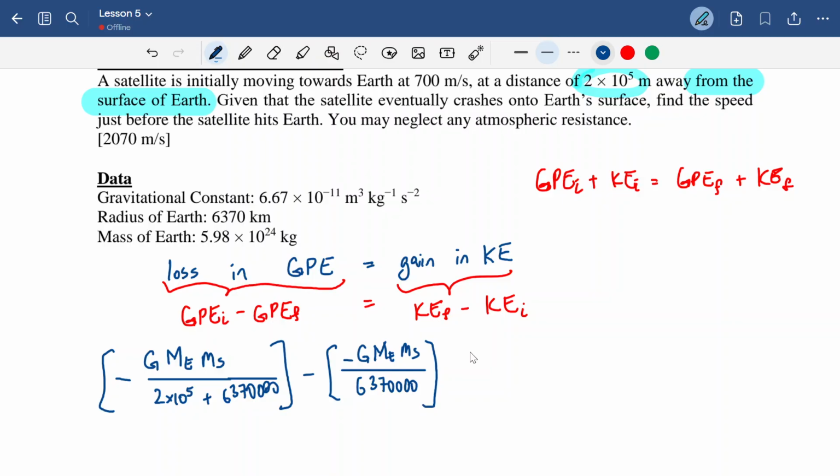So this is equal to the gain, final minus initial. So half mv square, the final speed, minus the initial speed. This is the mass of the satellite here. So just cancel the mass of satellite, sub in the values. You should get a very nice value.